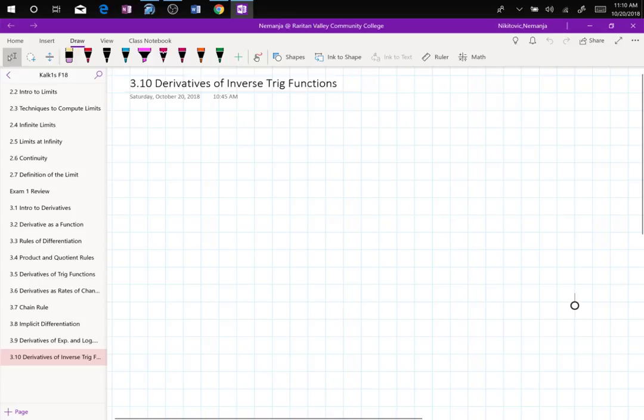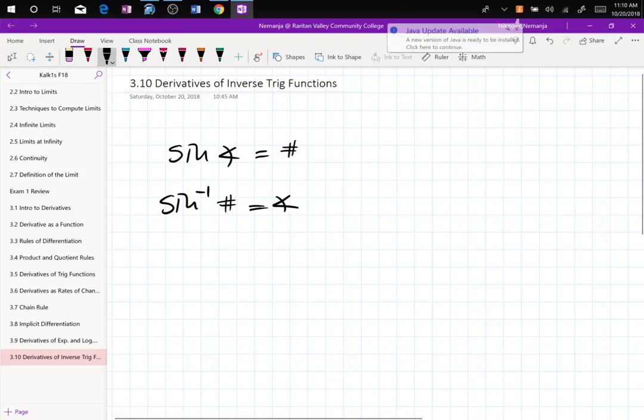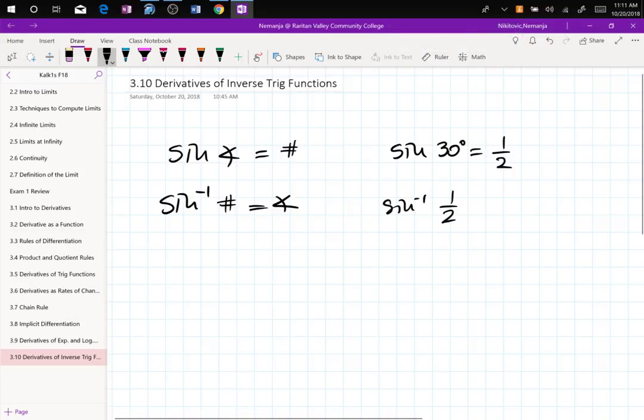So, in general, sine of an angle is a number, and then inverse sine of a number is an angle. An example of this would be sine of, let's say, 30 degrees is equal to 1/2, and then inverse sine of 1/2 is 30 degrees. We know how to find the 6 derivatives for trigonometric functions. The question is, what are the derivatives for inverse trig functions?